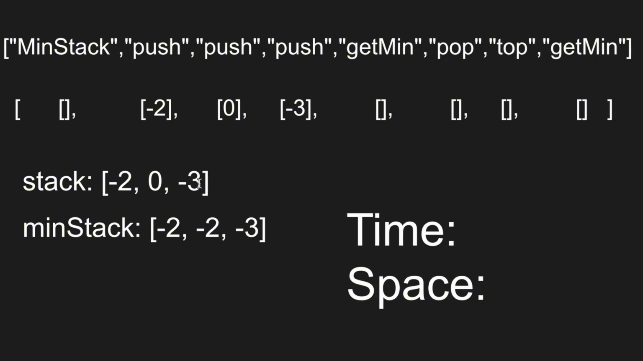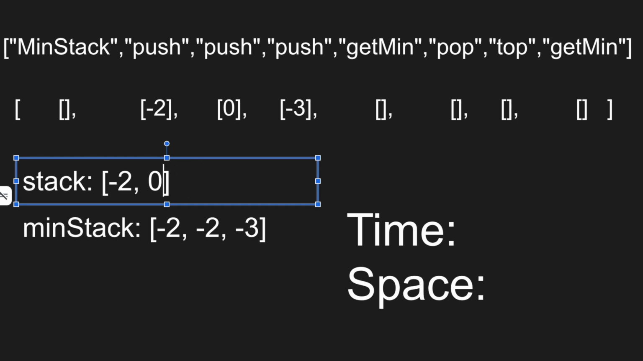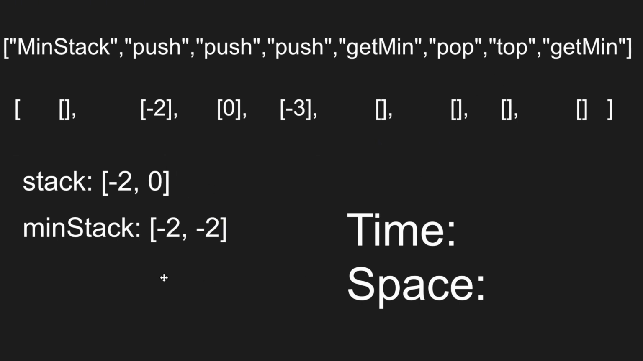Now we need to pop. So we will pop from both stack and min stack. Now if we want to get the top element, it will return 0, so we will look at the last element in the stack. And if we want to get min, then we look at the last element in min stack. So it will return -2.